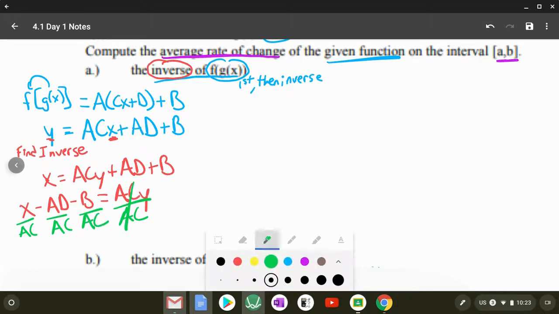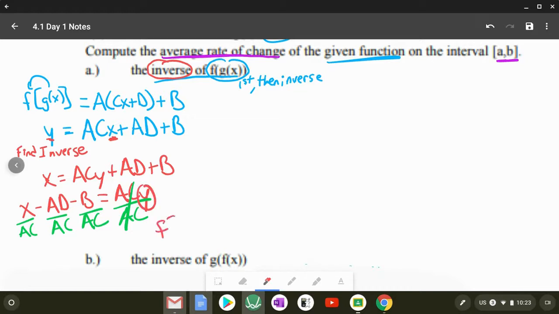So let's go ahead and pause for a minute here. You don't have to pause the video, but if we take a minute to stop and see where we're at, we have just found the inverse of this composition function. So that's what we found. Okay, we did a substitution, we did that composition, then we found the inverse by flipping x and y. So the inverse of f of g of x is x over ac minus, the a's cancel, d over c minus b over ac. Okay, now we're not done yet.